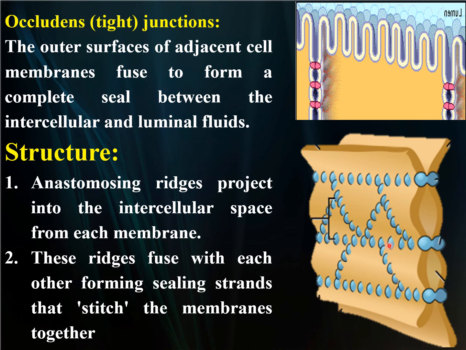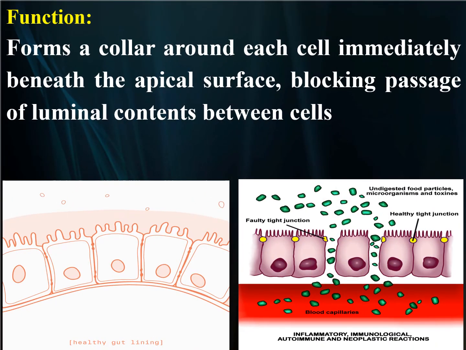The structure of the tight junction: it is formed of anastomosing ridges from both cell membranes. This is a ridge and this is a ridge. These ridges fuse with each other, forming sealing strands that stitch the membranes together. What is the function of the tight junction? It forms a collar around each cell immediately beneath the apical surface, blocking the passage of luminal content between the cells. It prevents the luminal content from entering the intercellular spaces.